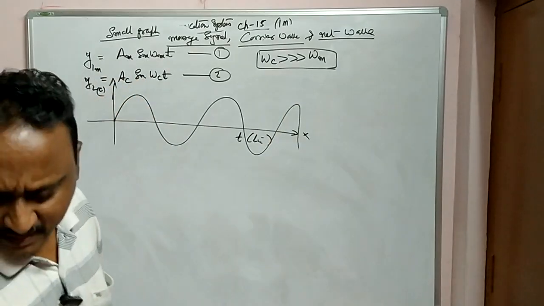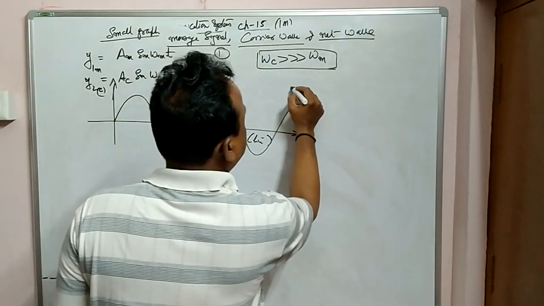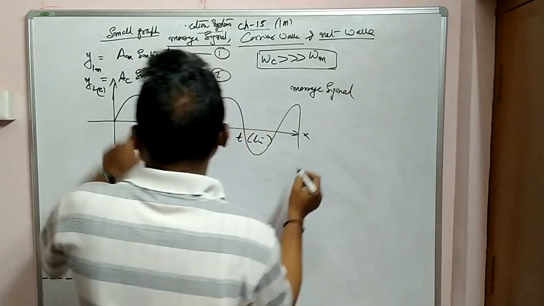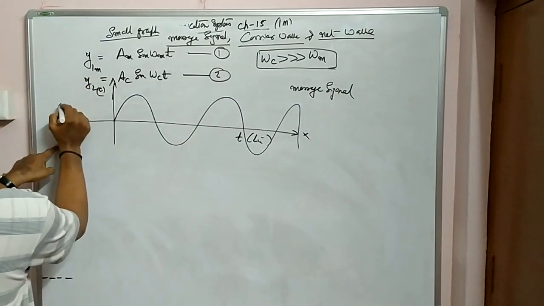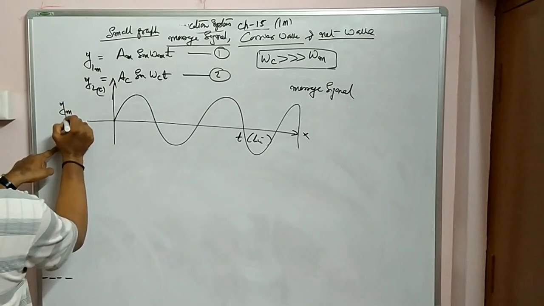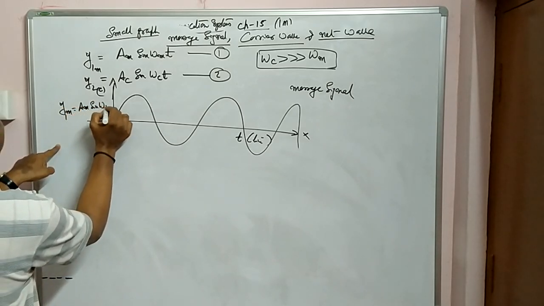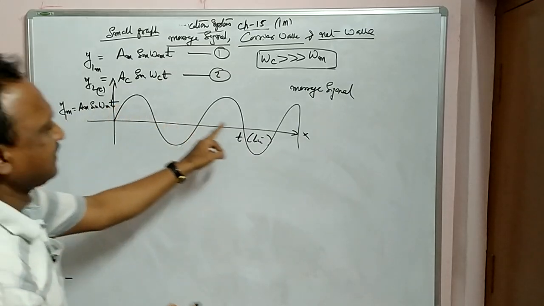This is what wave? This is the message signal. And what is the wave here? You can see the message signal y1 is equal to Am sin omega m t. This is the equation.